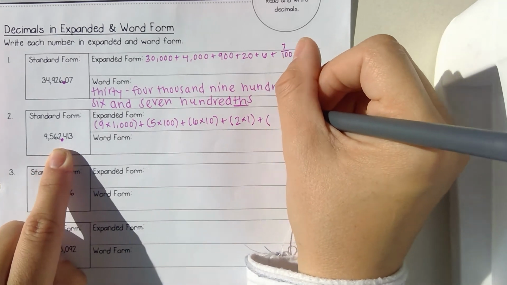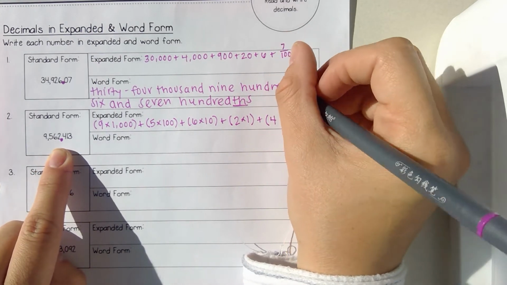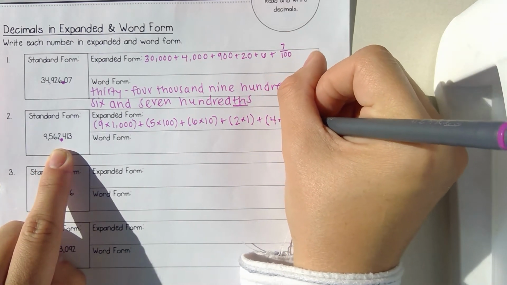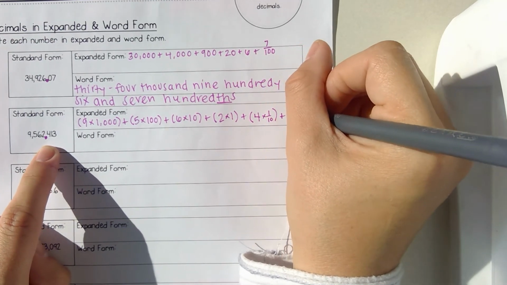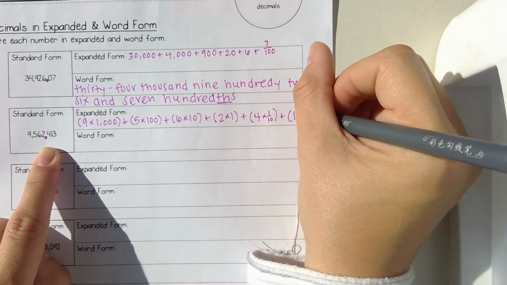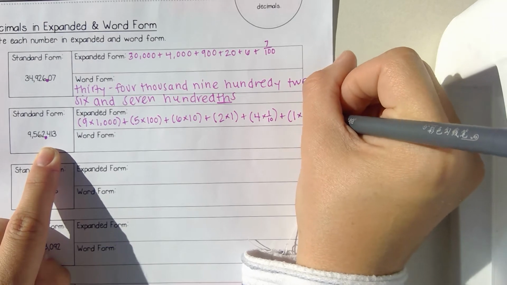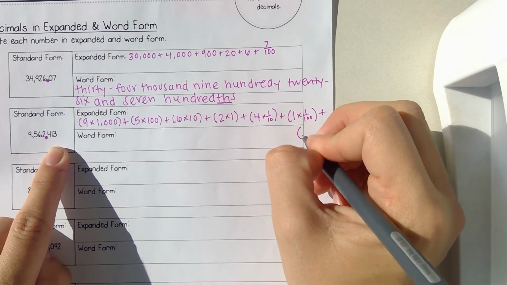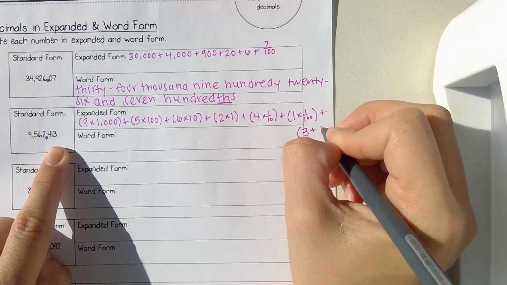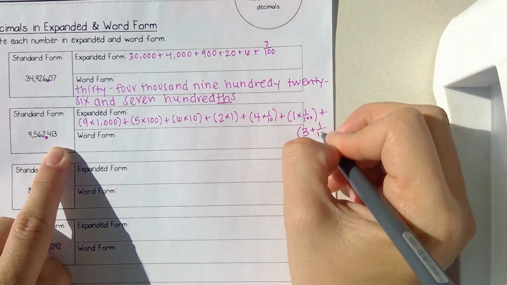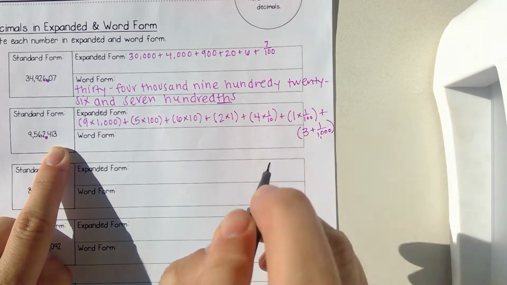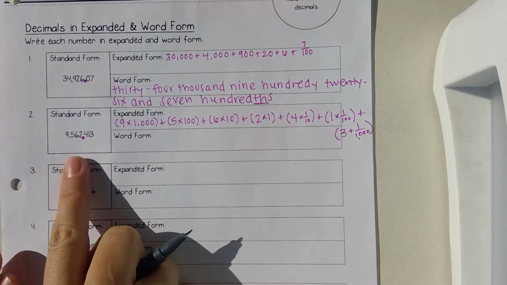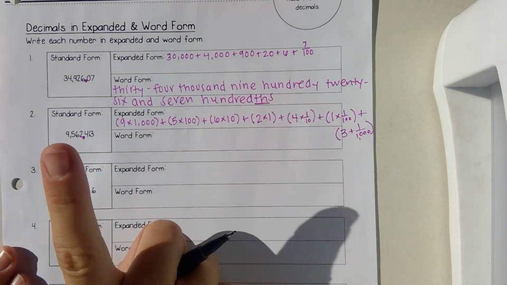Plus next is a 4, which is in the tenths, so 4 times 1/10. Plus next is a 1 in the hundredths, so 1 times 1/100. And then plus my next digit is a 3, which is in the 1/1000ths place. So there would be number 2 in expanded form. Number 2 in word form.